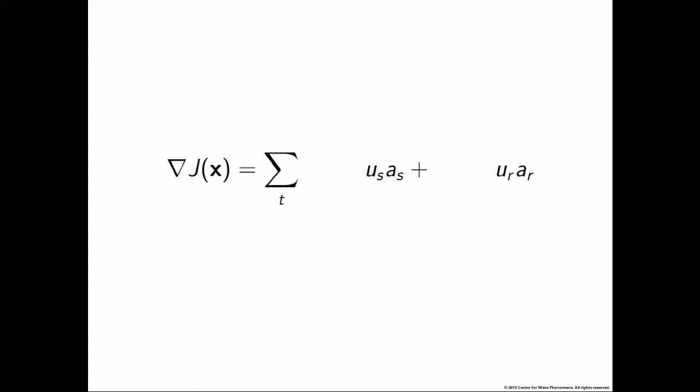So if the model contains sharp boundaries in it, the correlation of the adjoint state variables and state variables will produce crosstalk events. So what we propose here is to insert a weighting function that depends on the direction of these two wavefields.